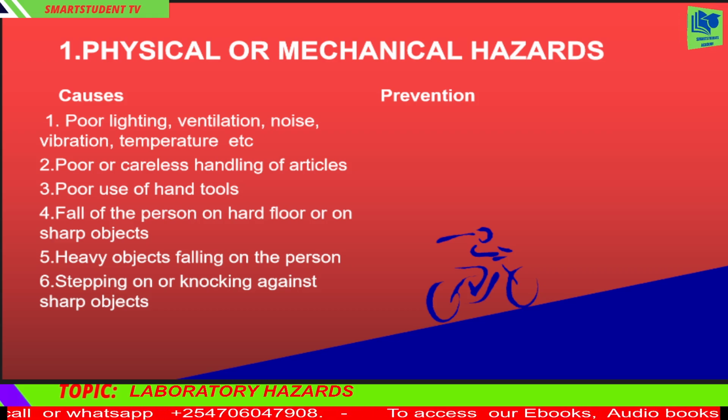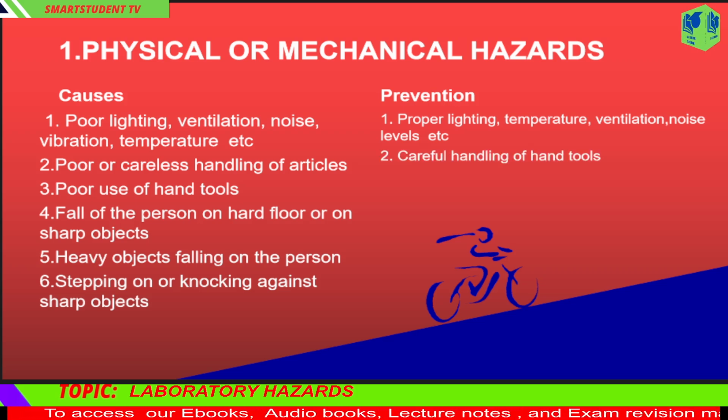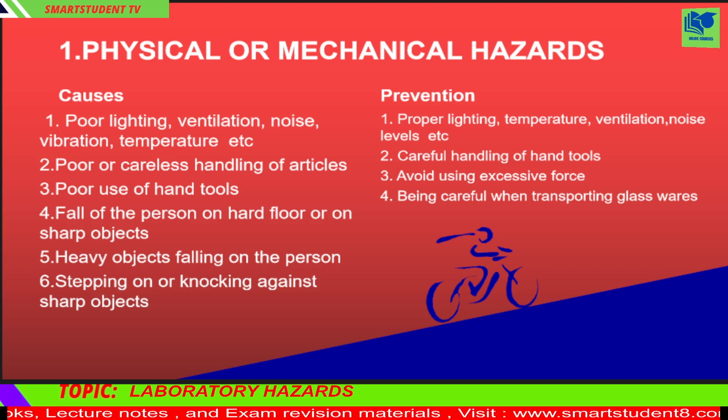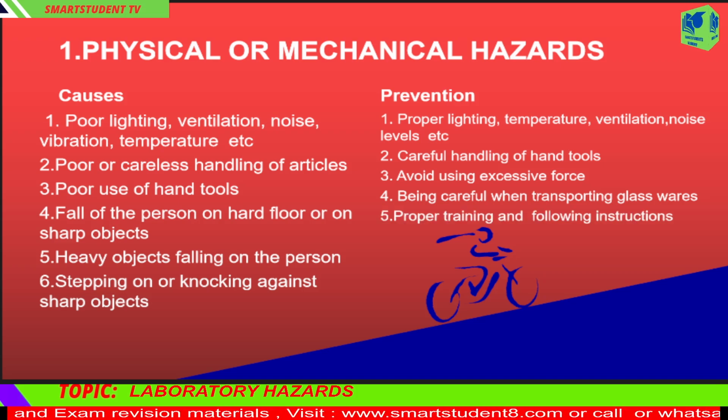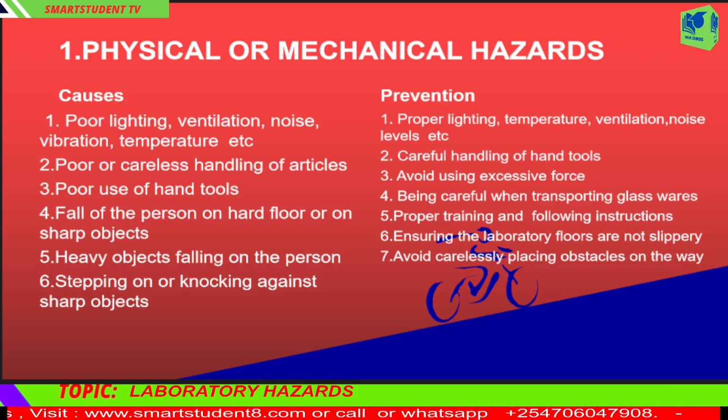Physical hazards can be prevented by: 1. Providing an environment in the laboratory with optimum working temperature, lighting, ventilation, noise, vibration, etc. 2. Careful handling of hand tools. 3. Avoiding using excessive force when clamping, cutting, or bending glass tubes. 4. Being careful when transporting glassware. Use laboratory trays and trolleys to carry glassware. 5. Proper training and following instructions. 6. Ensuring the laboratory floors are not slippery. 7. Avoid carelessly placing obstacles on the way or leaving items lying on the floors.